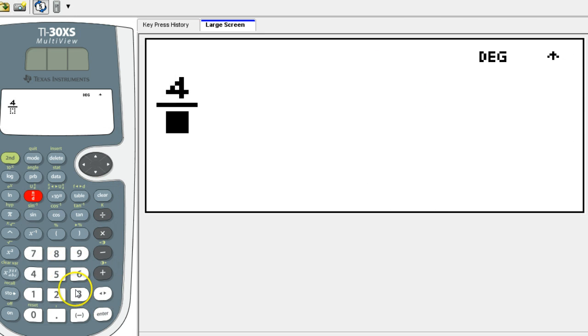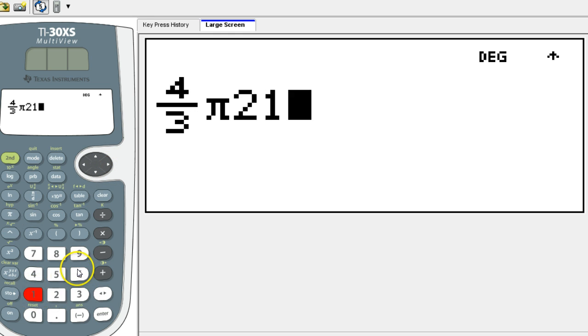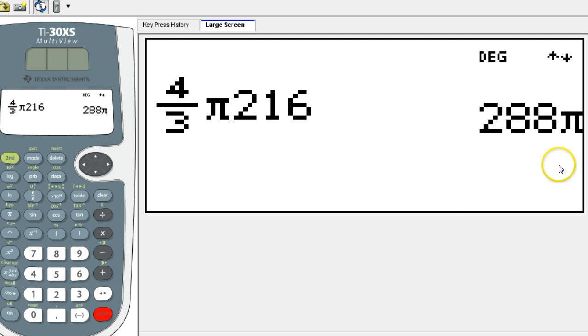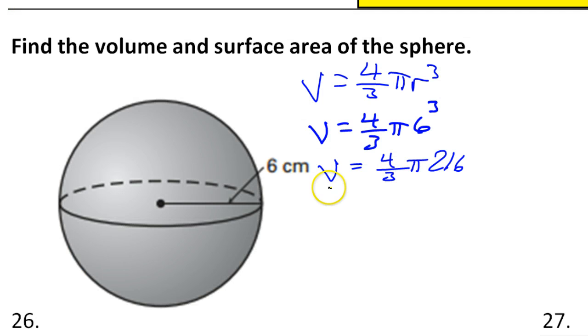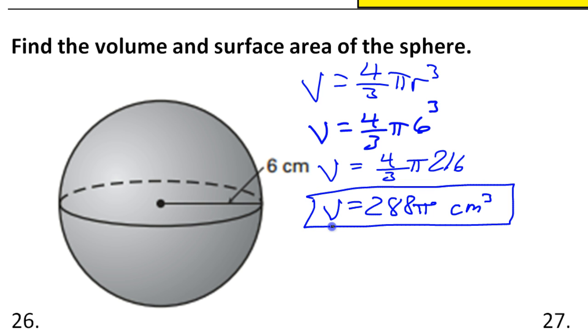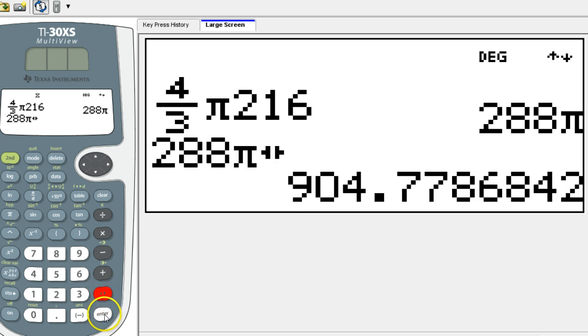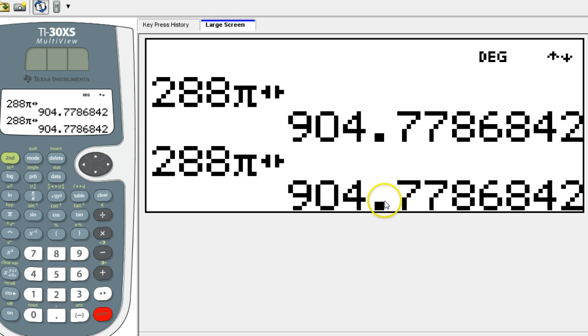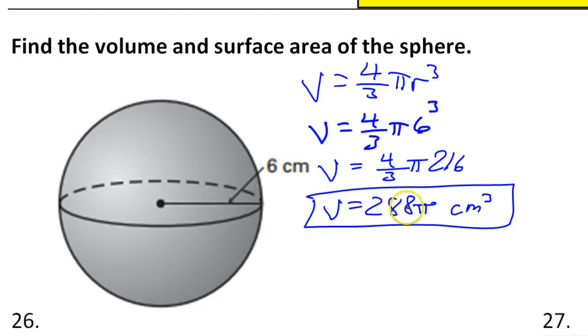4/3 pi 216. So that's 288 pi centimeters cubed. Of course you can make that into a decimal very easily by hitting that toggle button. So that's 904.78.